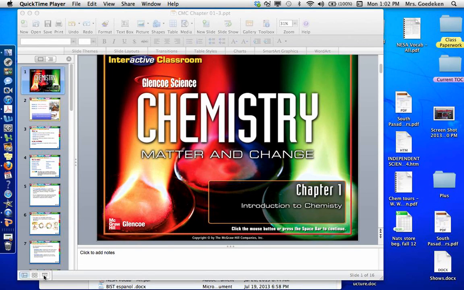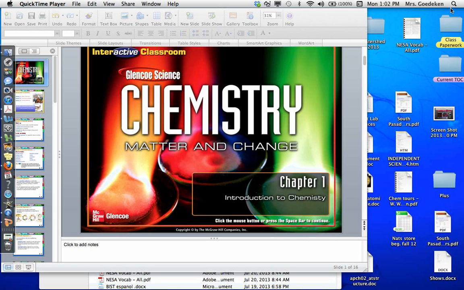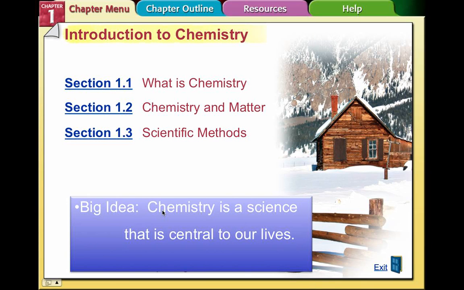All right, we are in Chapter 1, Introduction to Chemistry, Section 3, the scientific method. Okay, so you've done Section 1, what is chemistry? Section 2, chemistry and matter. We are going to work on Section 3, scientific methods. This should all be review.